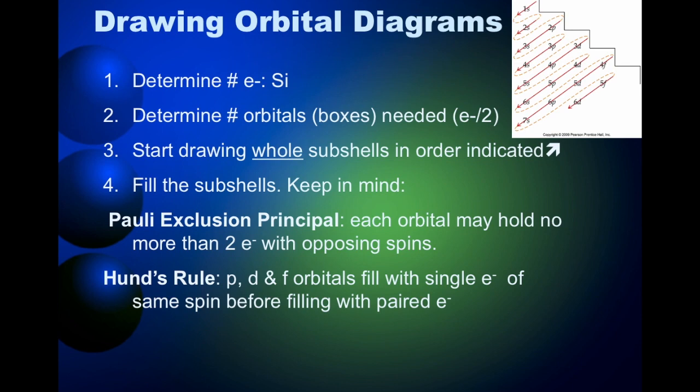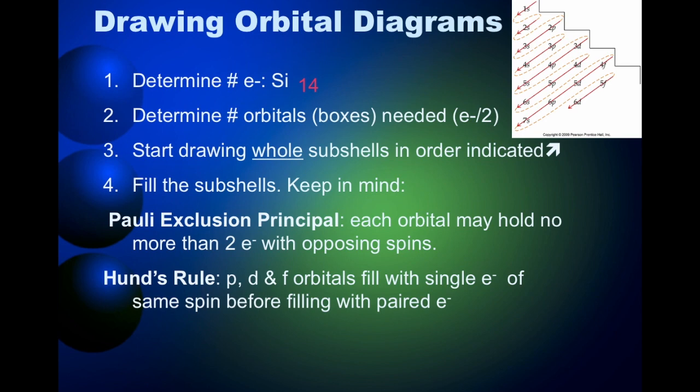So as you can see, I've got that handy little weird chart on the right. You will need these to draw the orbital diagram, because again, it's basically the same information. So the first thing you need to do is determine the number of electrons. So it's the same process. We're going to do this for silicon. If we look it up on the periodic table, it's got 14 electrons.